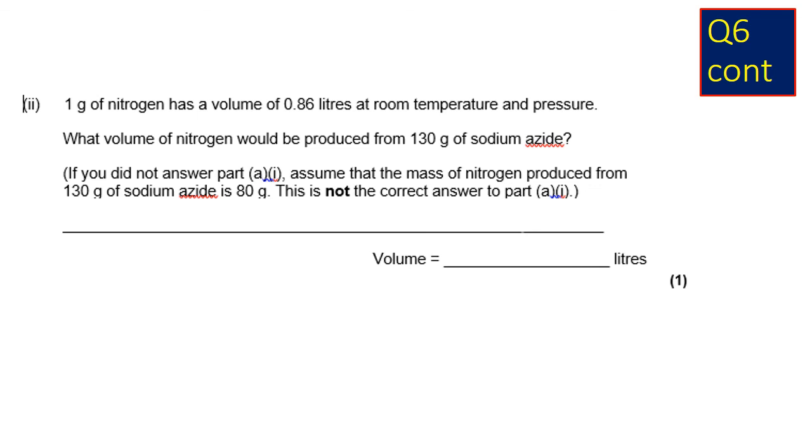Then, 1 gram of nitrogen has a volume of 0.86 litres at room temperature and pressure. What would the volume of nitrogen be produced from our 130 grams of sodium azide? We're using our answer to the previous question, but they've given you a number to work with if you didn't manage that, and I think everyone would be able to have a go at this, higher and foundation students. We have 84 grams of nitrogen, so we do 84 times 0.86, and that equals 72.24 litres.